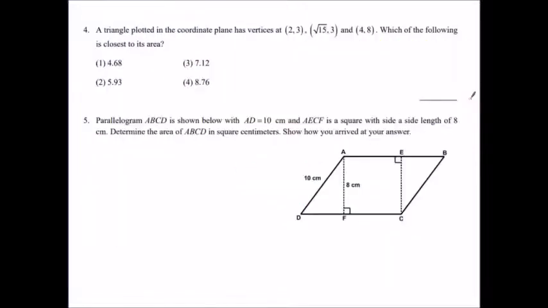Okay, number 4. A triangle plotted in the coordinate plane has vertices at (2, 3), (square root of 15, 3), and (4, 8). If you were to plot this out, 2, 3 would be here. The square root of 15 would be almost near 4, but also at 3. And then 4, 8 would be 1, 2, 3. So a little bit, and then 8.